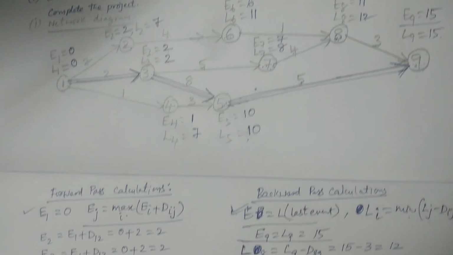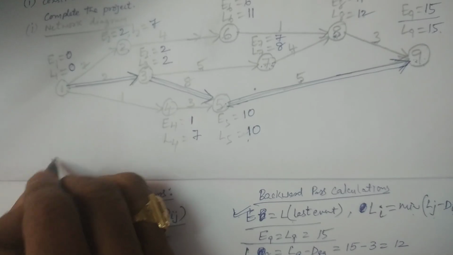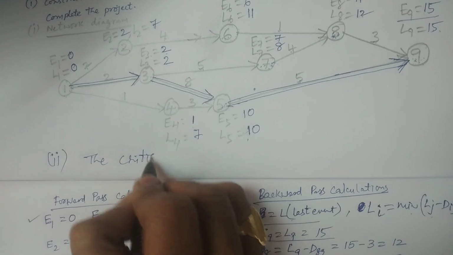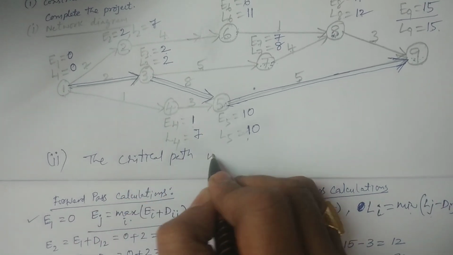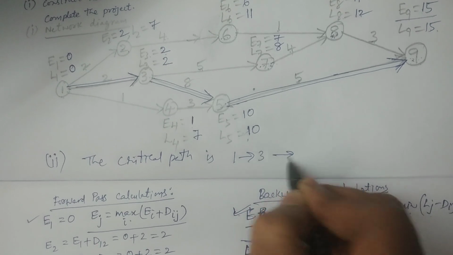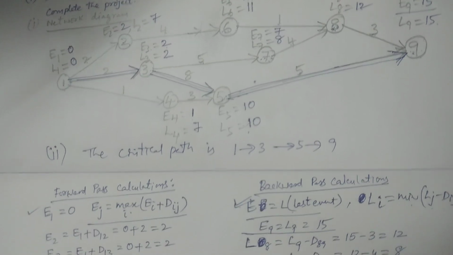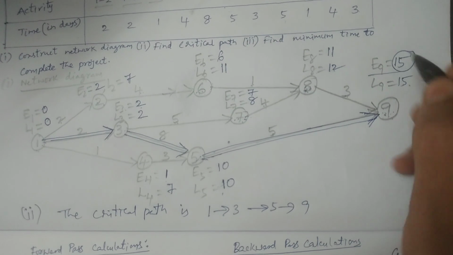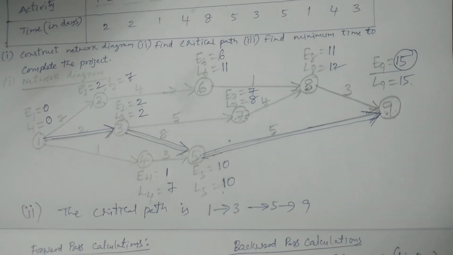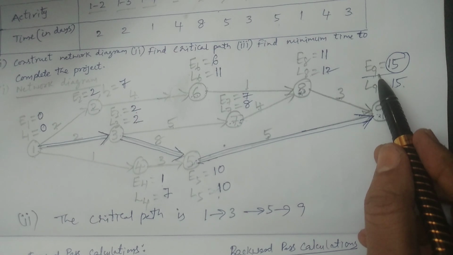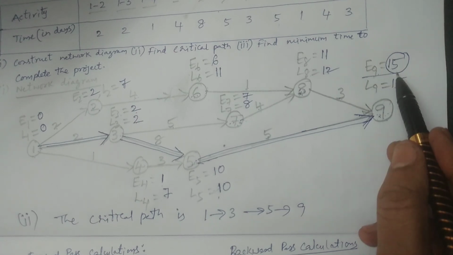Therefore, for the critical path, I write the answer for the second question. The critical path is 1 to 3, 3 to 5, 5 to 9. This is the critical path. What is the duration? The total duration is 15 days. We can observe it from the last node, the last event, the value of E or L. Because we calculated forward pass, I am considering E9.